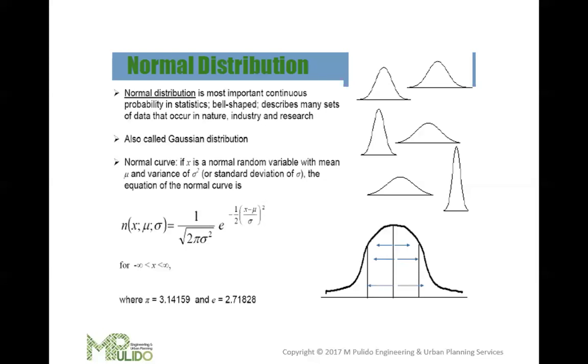So the standard normal distribution is used to convert any normal distribution to a standard form using the z-score formula. Z equals x minus mu over rho, where x is the value of the random variable, mu is the mean of the distribution, and rho is the standard deviation of the distribution.